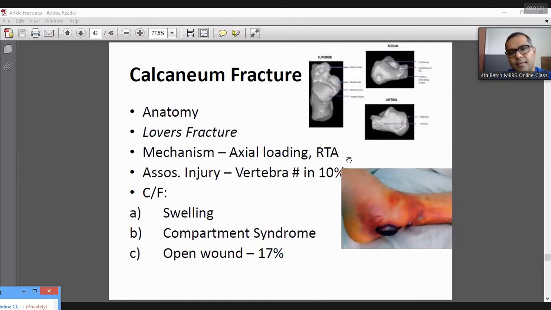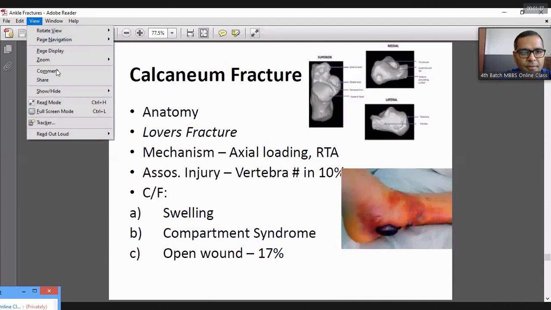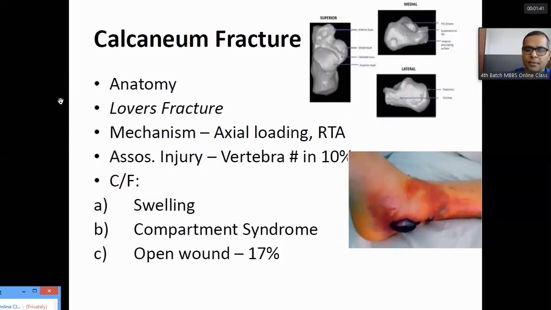Sometimes there is a direct hit, direct injury. The associated injury in 10% of the cases because of the axial loading: there is a fracture of the vertebra. So in 10% of the cases, in all calcaneal fractures, we need to examine the back of the patient.